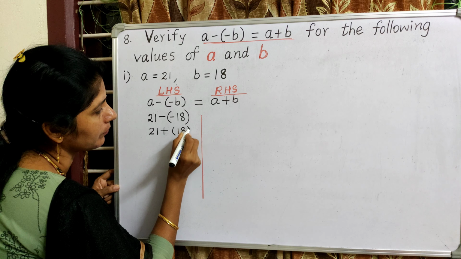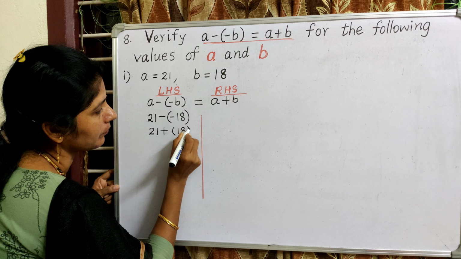After changing the operation, observe the numbers. Both the numbers are positive numbers. As per the addition of integers, we have to add them and keep the same sign in the answer, because both the numbers are positive numbers. So 21 plus 18 is equal to 39. Answer gets plus sign because both the numbers are positive numbers.